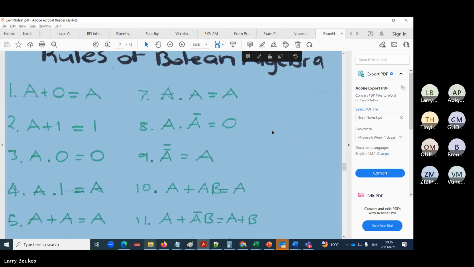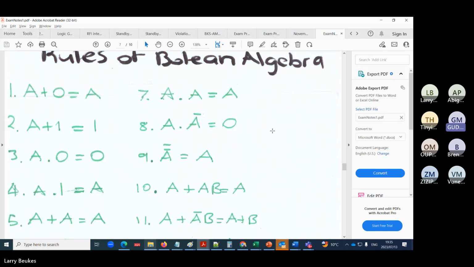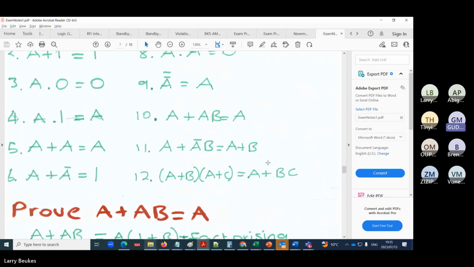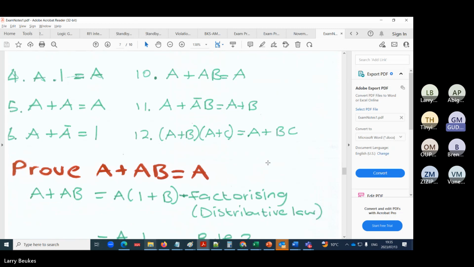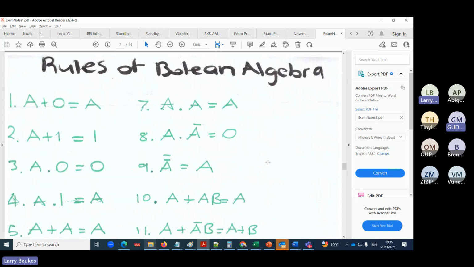Yes, hello? I saw a question like this. It says we must mention the law. So do we write the law and also this kind of equation, or do we just put the law, like distributive law, or do we just put the equation that is equal to the distributive law?